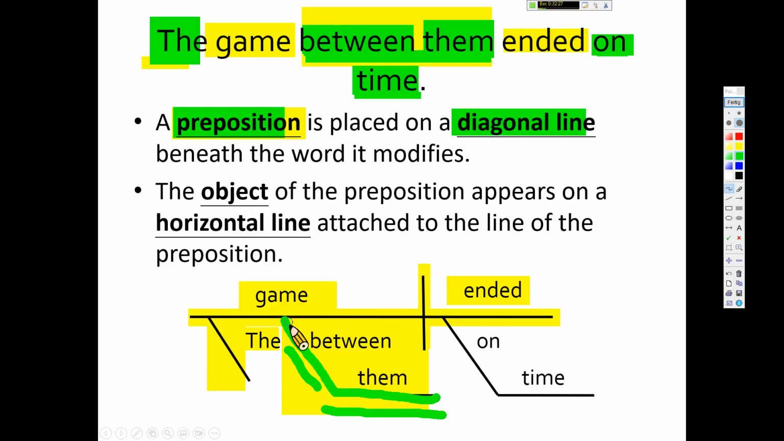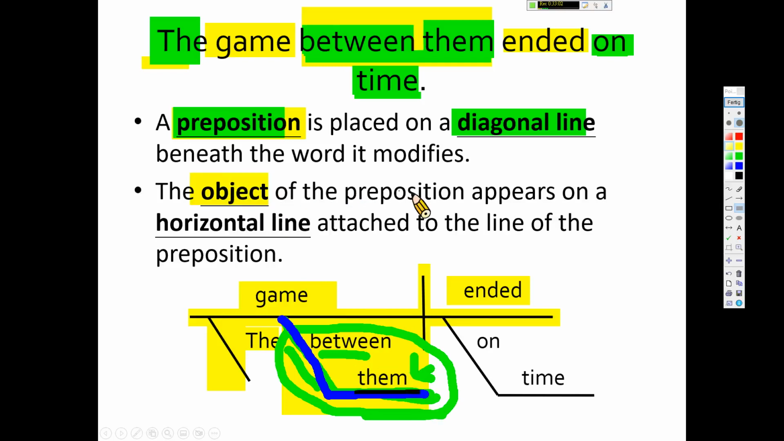And on the diagonal line, we put the preposition, and on the horizontal line, we put the object. So this is the combination. All together, this combination forms a modifier to modify game. So here in this composition, we have the object too. This is the object.